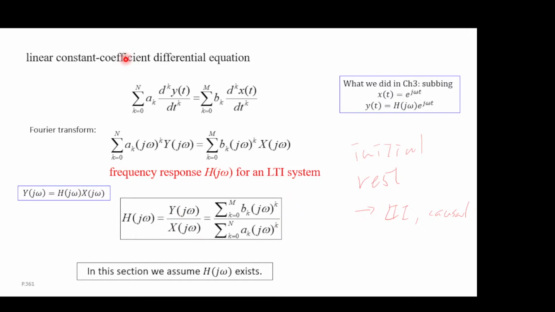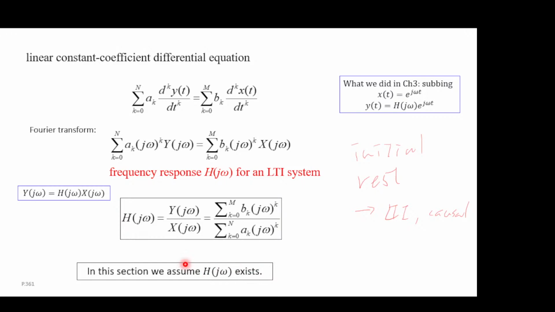If you write out all those coefficients, you see that this is going to be a polynomial of j omega over another polynomial of j omega. That is basically the same thing you would get from doing the chapter 3 substitution, but here you have an even more direct formula. Okay, and there is something we need to say here: we assume that H of j omega exists.